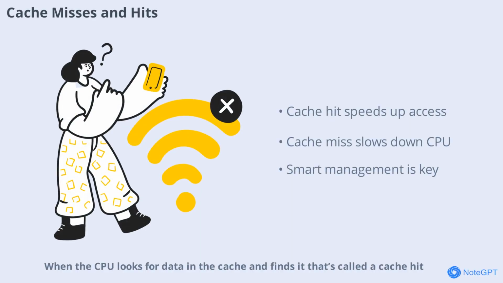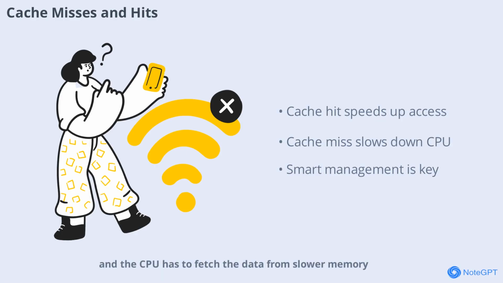When the CPU looks for data in the cache and finds it, that's called a cache hit. If the data isn't there, it's a cache miss, and the CPU has to fetch the data from slower memory. The goal is to maximize cache hits and minimize misses, as this keeps the processor working efficiently. Techniques like prefetching and smart cache management help achieve this balance.